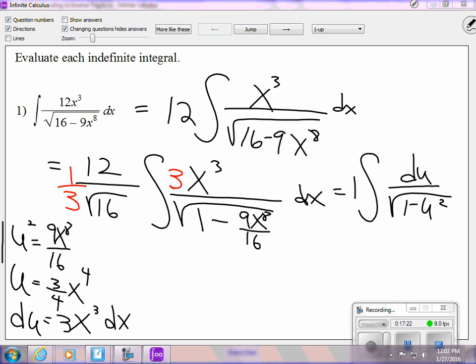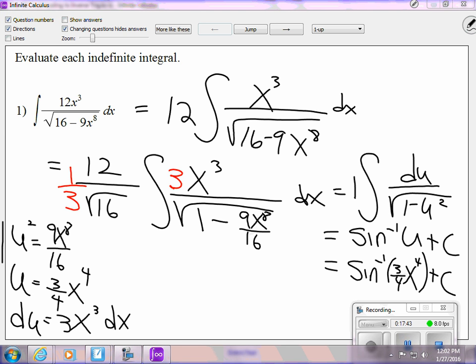Now, what is the antiderivative of du over the square root of 1 minus u squared? Inverse sine of u. So our answer is the inverse sine of 3/4 x to the 4th plus c.